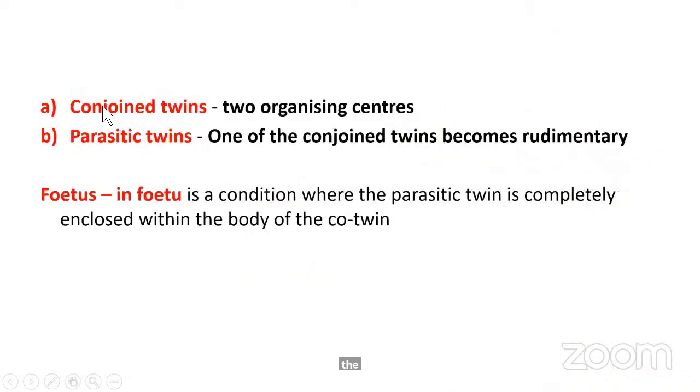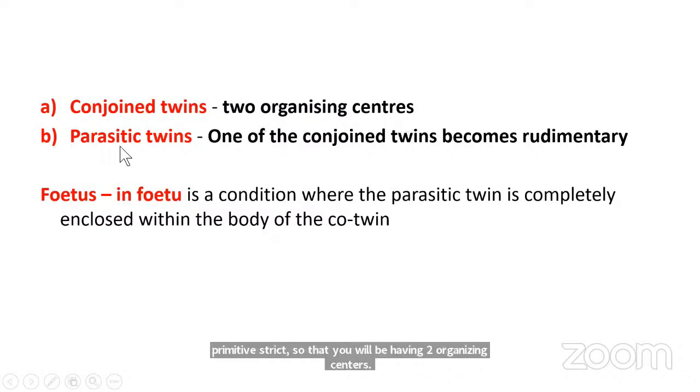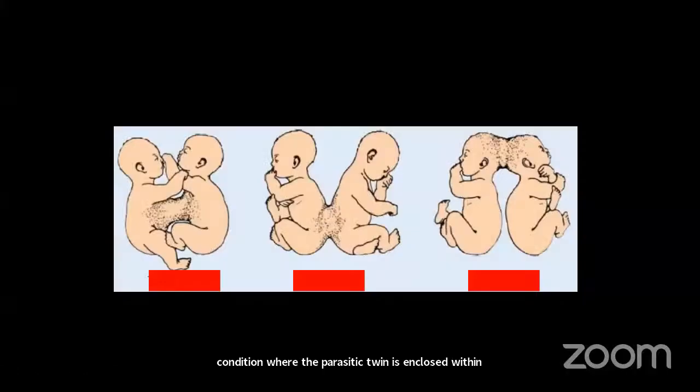Conjoined twins happen even after the formation of the primitive streak, so that you will be having two organizing centers. And what do you mean by parasitic twin? So it is late twinning. And parasitic twinning means one of the conjoined twins will become rudimentary and the other will actually mature to become the newborn. Then fetus in fetu is a condition where the parasitic twin is enclosed within the body of the co-twin. That is fetus in fetu.